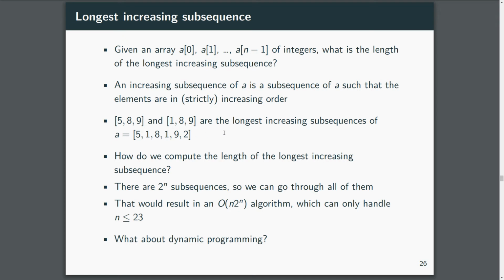Now, how do we compute the length of the longest increasing subsequence? These are essentially just subsets of indices. So there are going to be 2 to the power of n subsequences. And we can just go through all of them. But then processing each subsequence is going to be O of n. And then our algorithm is O of n times 2 to the power of n. And if we only have a second's worth of time, then we can only go up to about 23. So let's try dynamic programming.